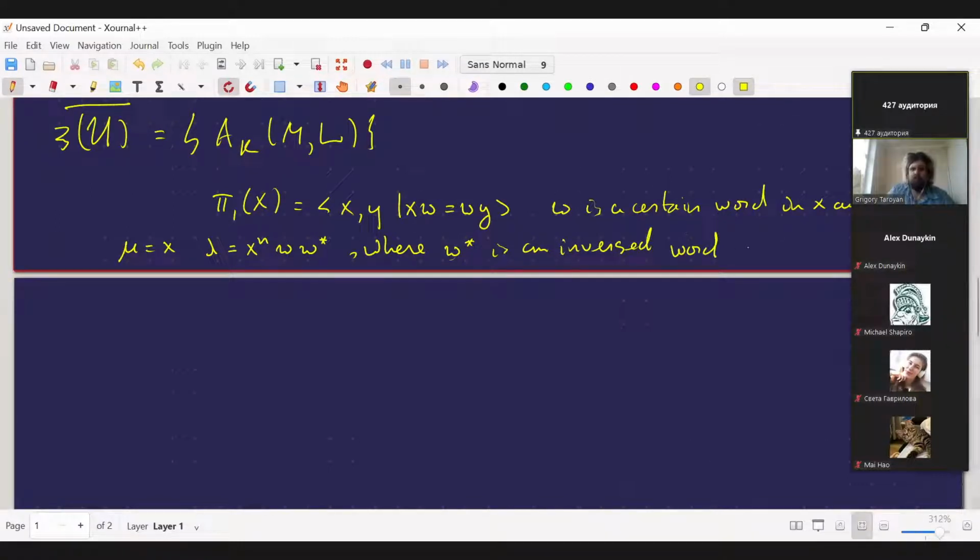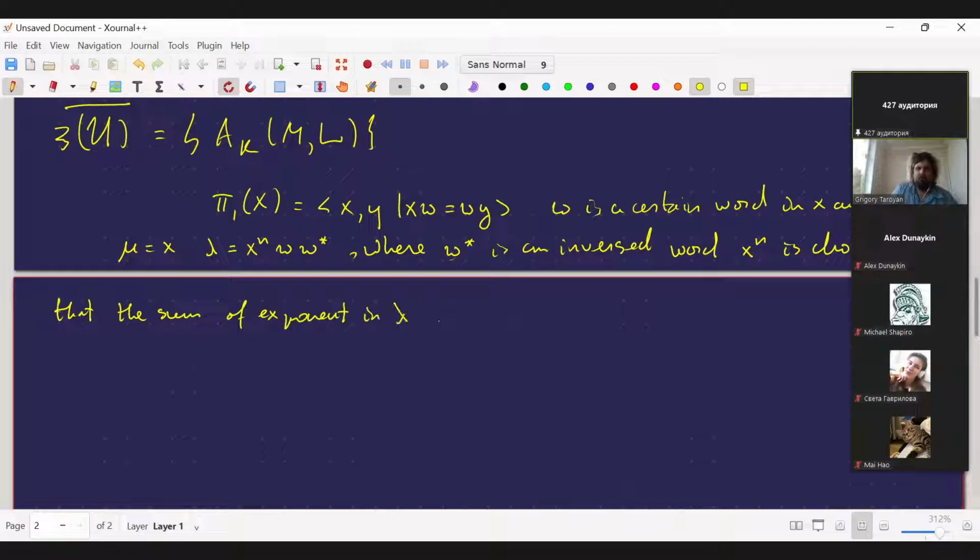And the power n is chosen so that the sum of exponents of lambda is 0.